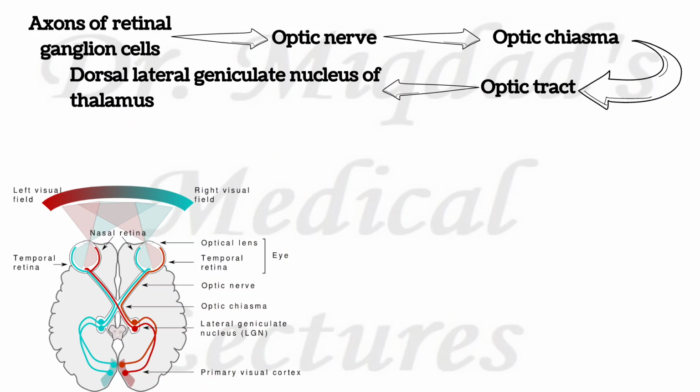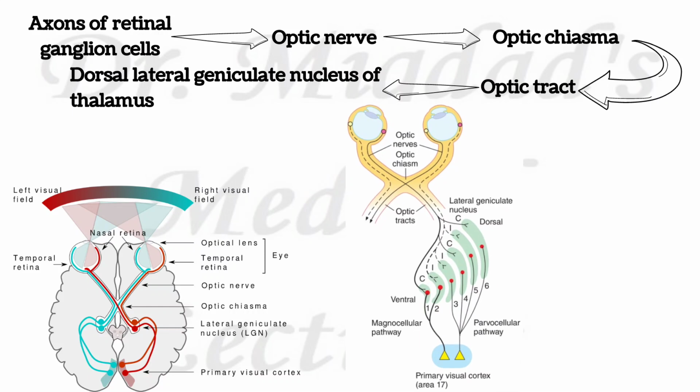The axons of retinal ganglion cells project a detailed spatial representation of the retina on the lateral geniculate body. Now look at the image below on the right side. Each lateral geniculate body contains 6 well-defined layers. Layers 3 to 6 have small cells and are called parvocellular, whereas layers 1 and 2 have large cells and are called magnocellular.